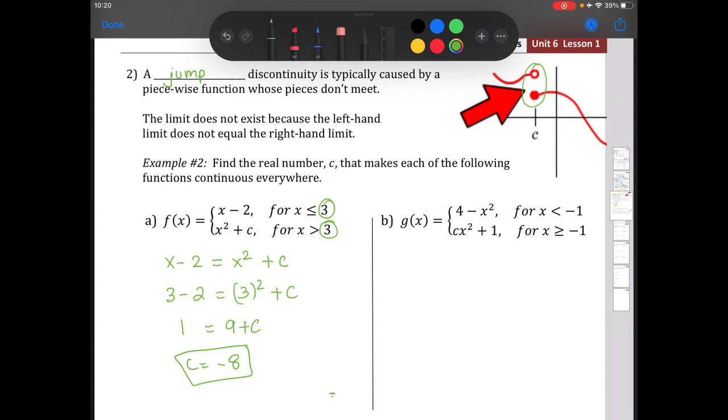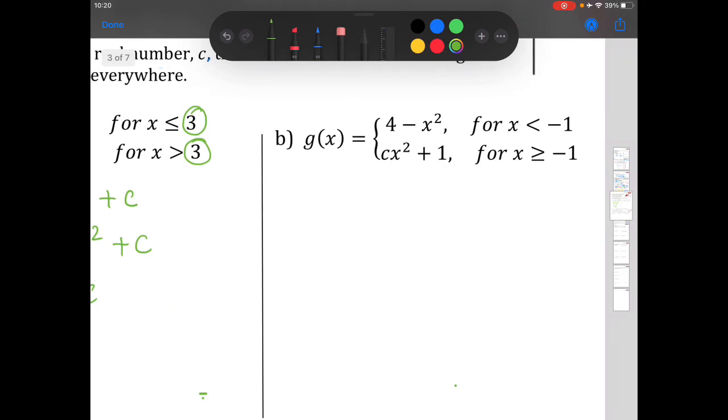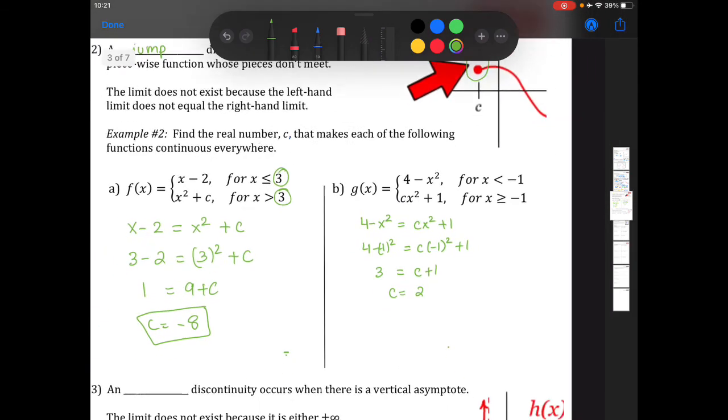So that's your real number c. Similarly, we're going to try b. You can pause the video and try that on your own. What we're going to do is first set them equal to each other, and then substitute negative 1 for x. So x equals c times negative 1 squared plus 1. I get what? 3 on the right side. Negative 1 squared is 1. 4 minus 1 is 3 equals c plus 1. c is equal to 2. So that's how you do this.